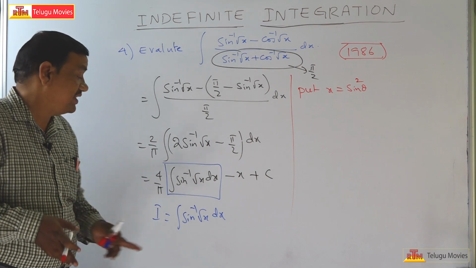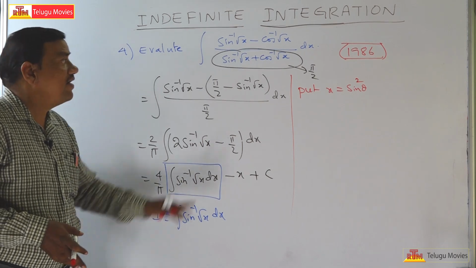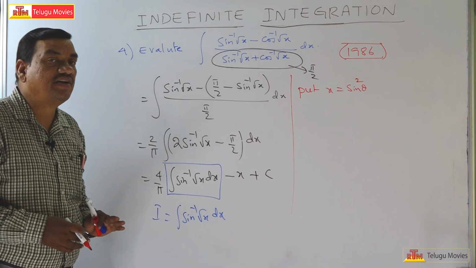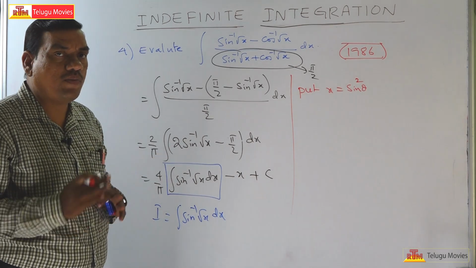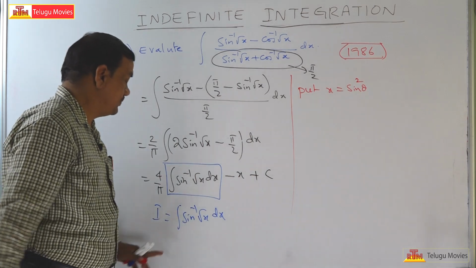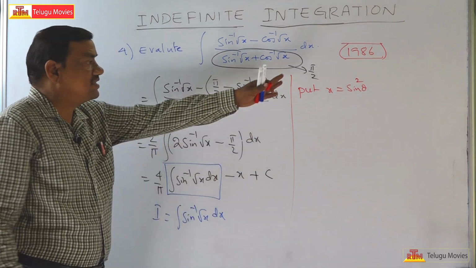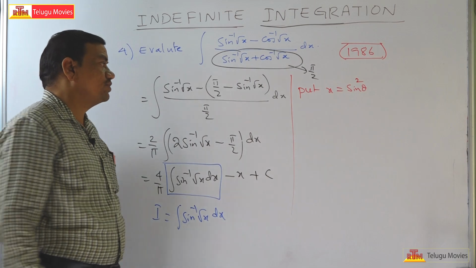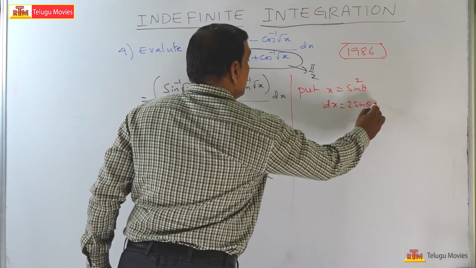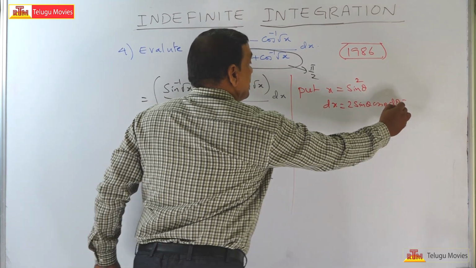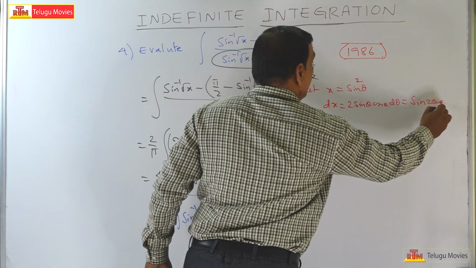Actually it is modulus of sin theta. I already told you, there is a very great advantage in this indefinite integration. If it is a definite integration, there the problem definitely arises. So here no problem. So in place of x, substitute sin square theta. Now what about dx? dx is equal to 2 sin theta cos theta d theta, which is equal to sin 2 theta d theta.